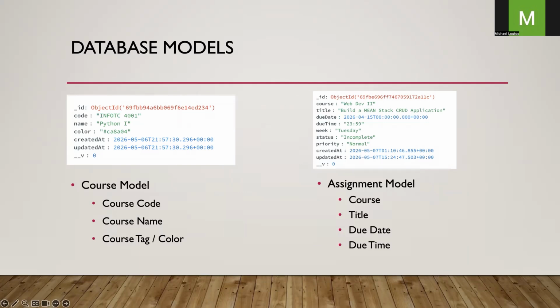This application uses two MongoDB models. The course model stores course codes, names, and visual tags or colors used throughout the UI. The assignment model stores information such as title, due date, due time, and associated course information.